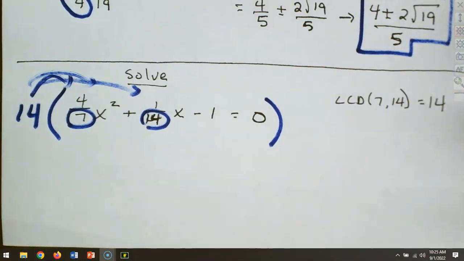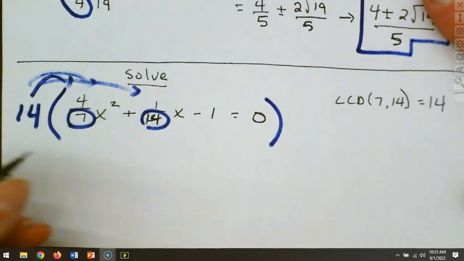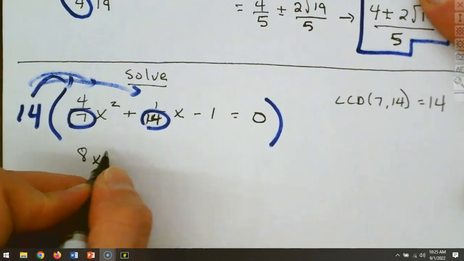How do we clear our fractions? Divide by the number down below, multiply by the number on the top. So 14 divided by 7. What's 14 divided by 7? 2. Okay, so 14 divided by 7 is 2, times 4 makes it an 8x squared.